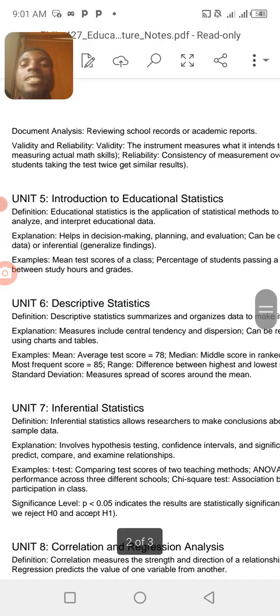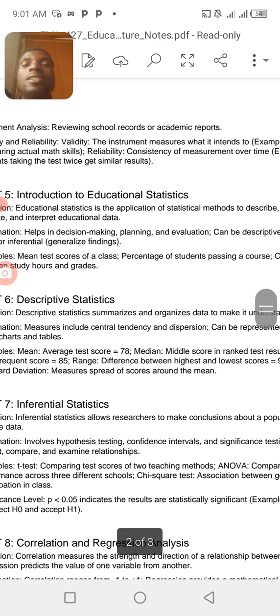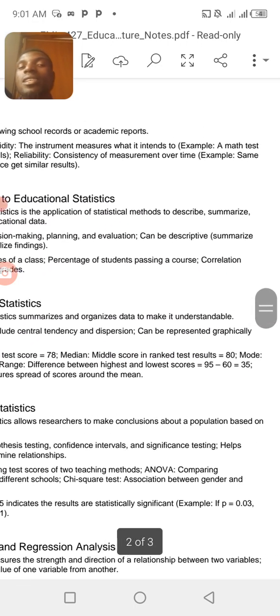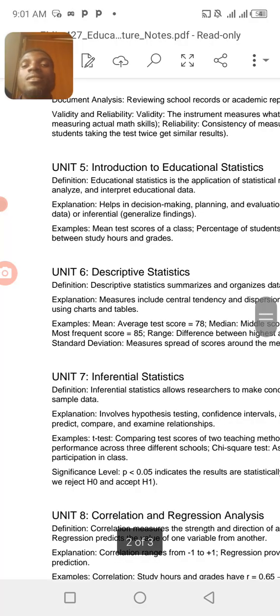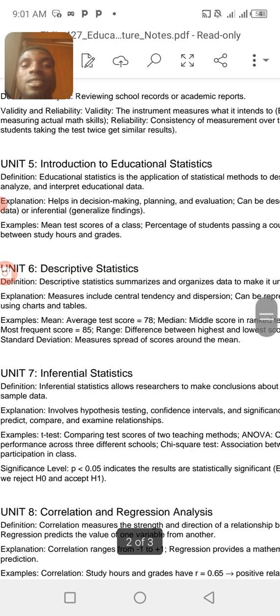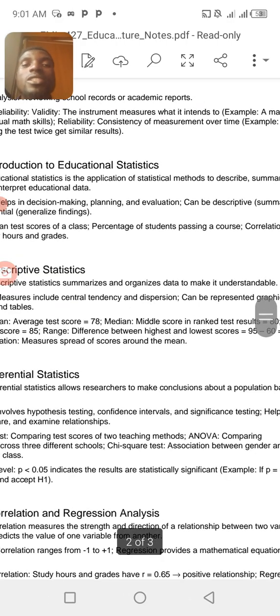Now, validity and reliability. Validity, you must ensure that the instrument measures what it intends to. Example, let's say a math test measuring actual math skills. The math test will actually help us to measure the math skills of the students. Now, reliability, that is consistency of measurement over time.